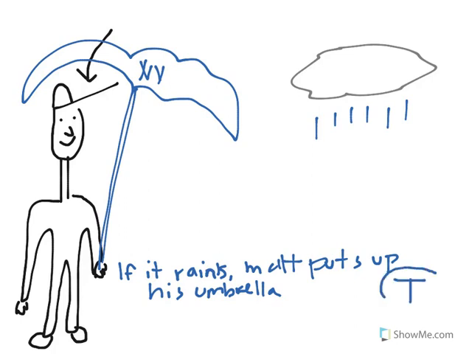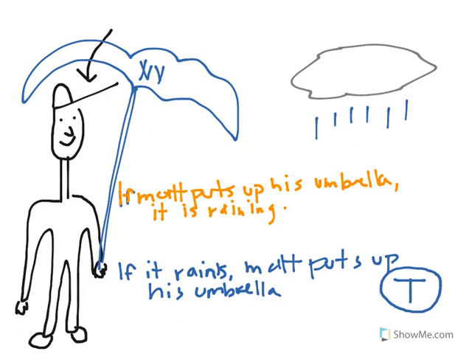Now, using that information, we could try to make some other conjectures about statements that might be true. Let's look at the first one, which is known as the converse of a statement. A converse is where you flip the if and the then part. I'm going to write it down in orange. If Matt puts up his umbrella, it is raining. That is the converse of the statement.